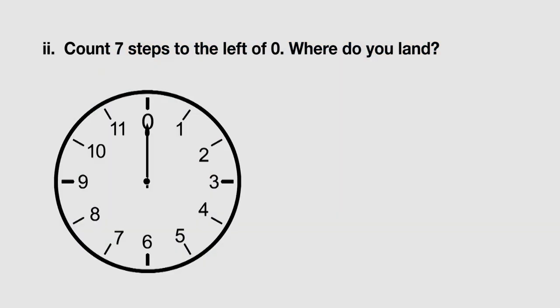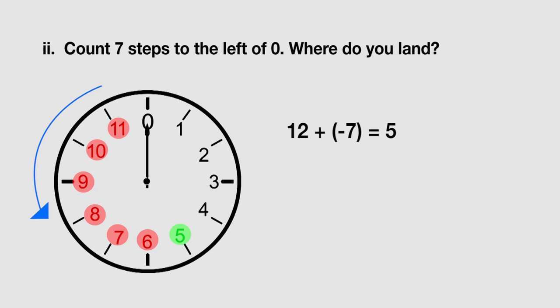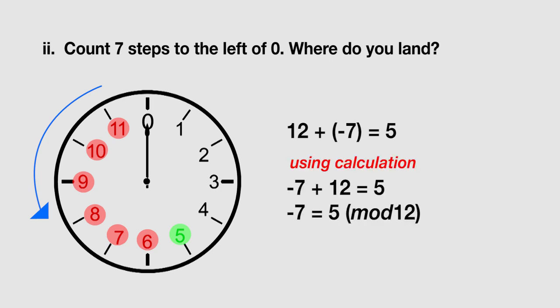Second, we want to count 7 steps to the left of 0. Where do we land? As you can see, we land on 5. Again, this means that 12 plus negative 7 is equal to 5. And so using calculation, we can write negative 7 plus 12 is equal to 5. And therefore, negative 7 is equal to 5 in mod 12.